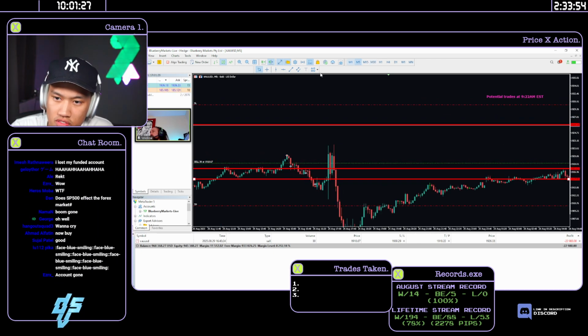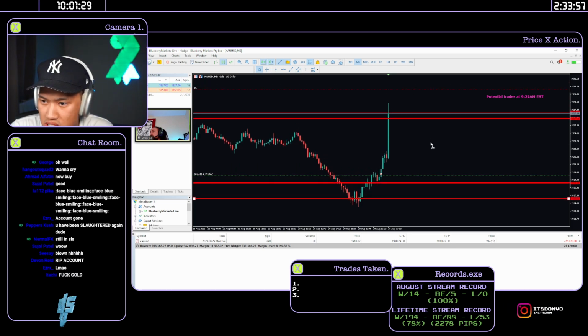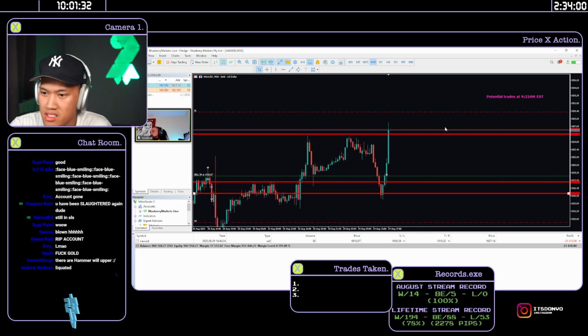No pineapples yet because it's way too volatile right now. If I were to get a pineapple, it would have to be once you get some structure formed. You need some closures and such.